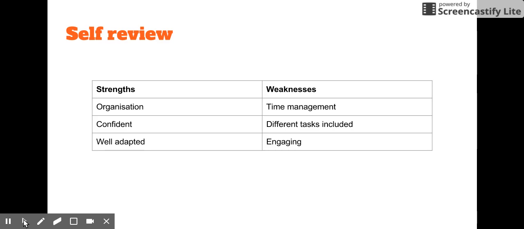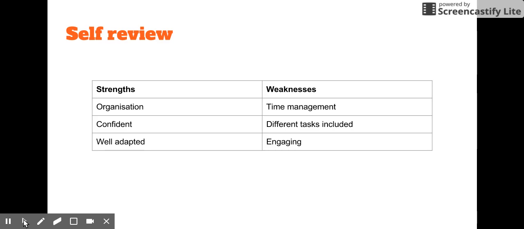I identified myself after my session that my strengths were organisation. I was very organised. I had my lesson plan ready. I had everything ready. I had the risk assessment done. I knew which equipment I needed, and how I was going to set it out. I was very organised in that.